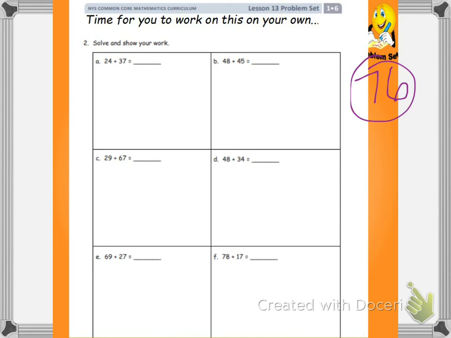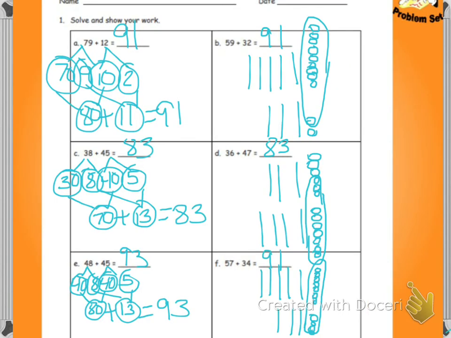All right. So now, for front page 75, you should have gotten A, 91. B, you should have got 91. C, you should have gotten 83. D, you should have gotten 83. E, you should have gotten 93. F, you should have got 91. Of course, if you needed to check your work to see where you made a mistake, you can go ahead and pause the video if you need to do that.